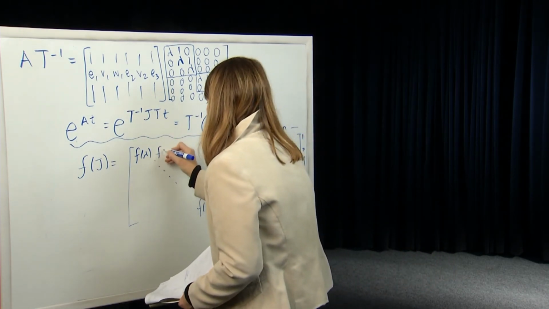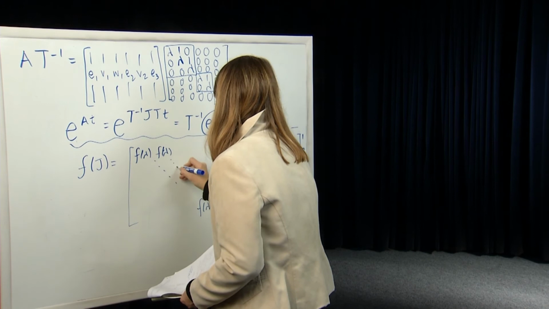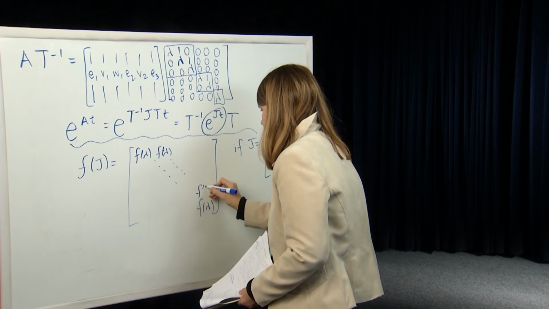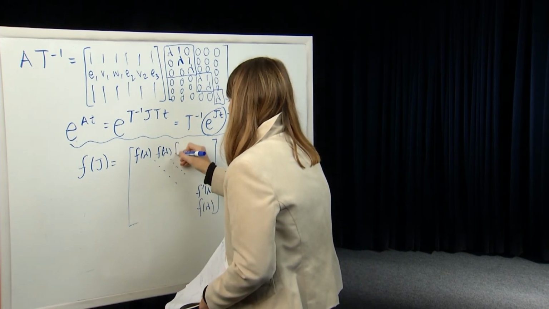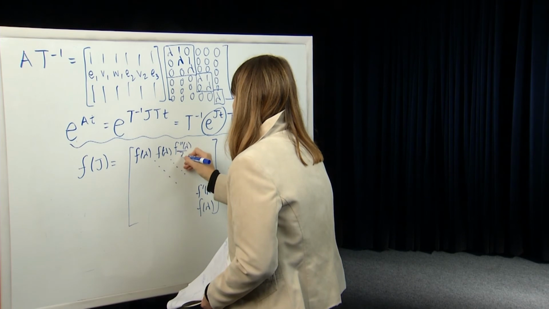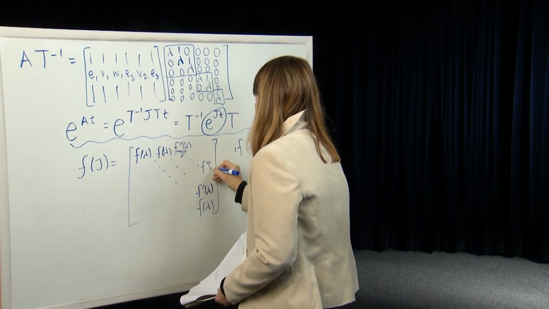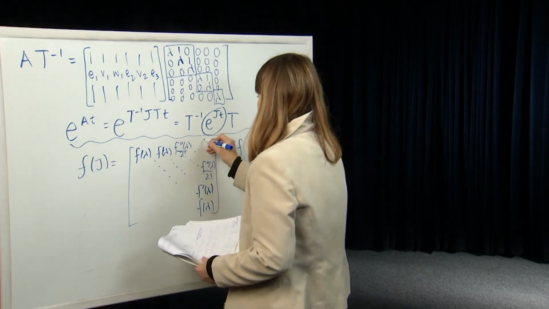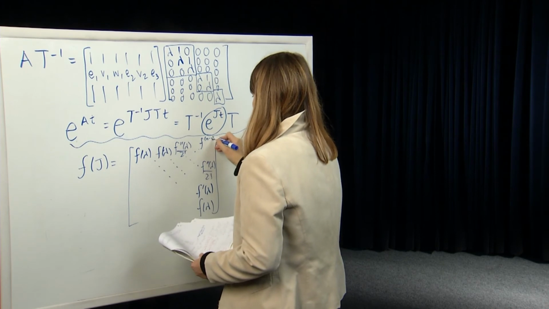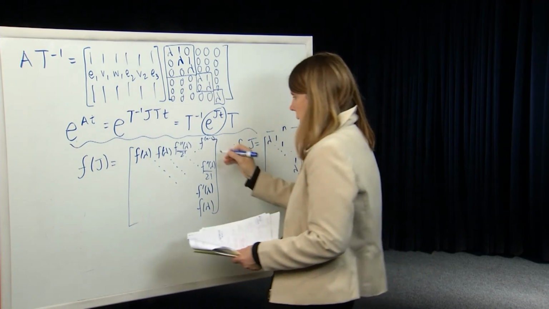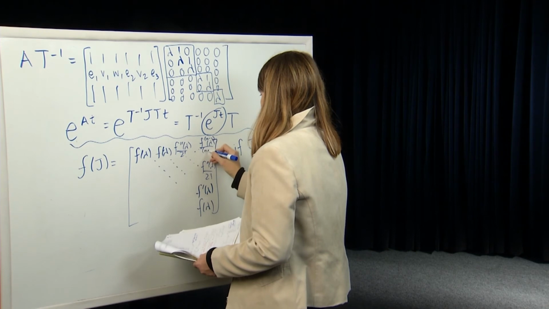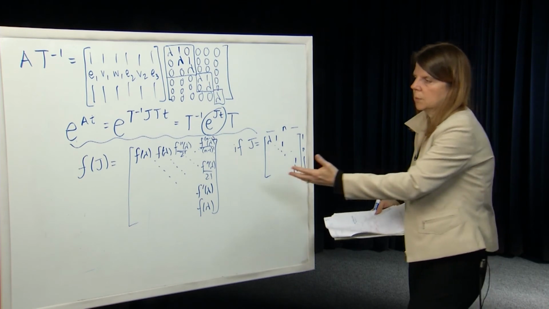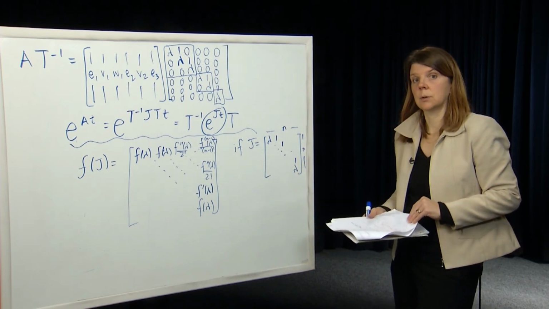And what we have on the superdiagonal is the derivative of f with respect to its independent variable, s or whatever, evaluated at lambda. And then on the super-superdiagonal, f double prime of lambda over 2 factorial, all the way up to the top right corner element, which is the (n minus 1)th derivative of the function f, evaluated at lambda, over (n minus 1) factorial. So that's the general form of a function of a matrix, if the matrix is in Jordan form.